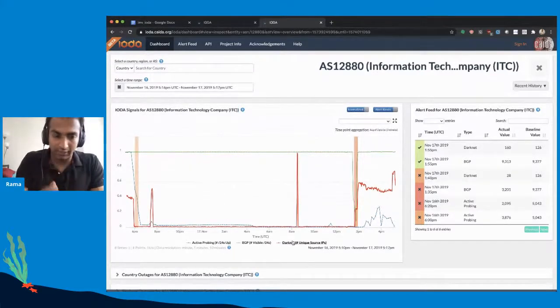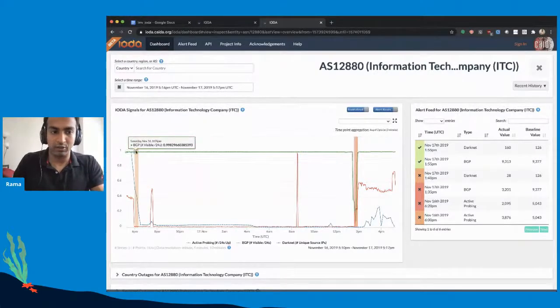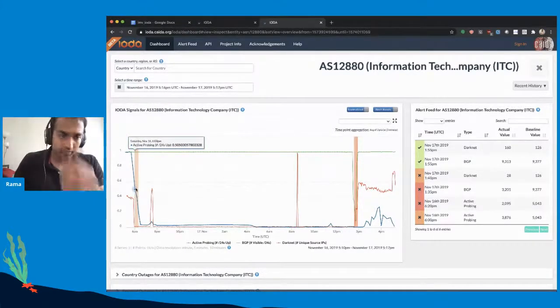And so this is an example where the complementary data sources of IODA are helping us to determine that there was actually an outage, but due to the way that it manifested, due to the mechanism that is potentially used, it appears in 2 of the data sources, but not in the 3rd.